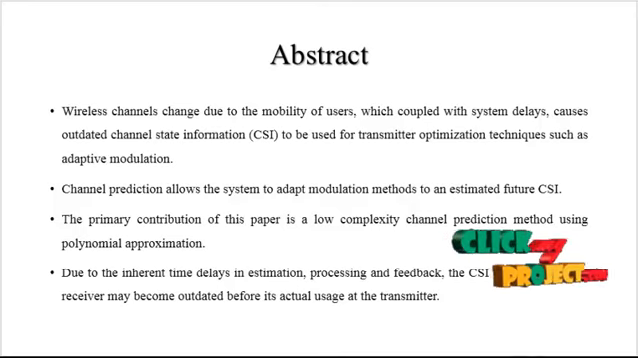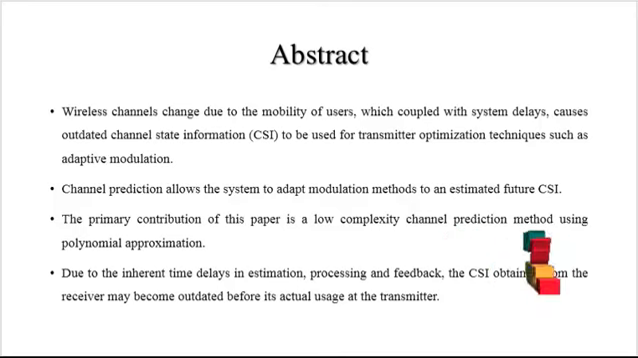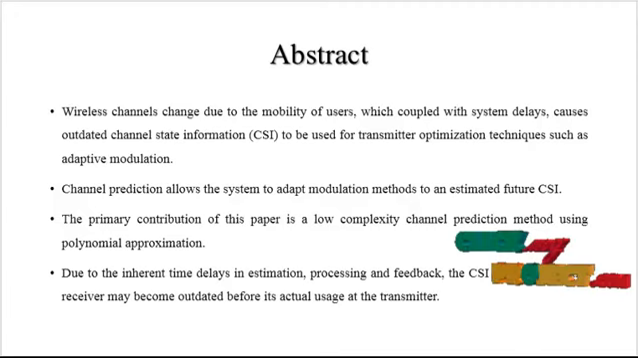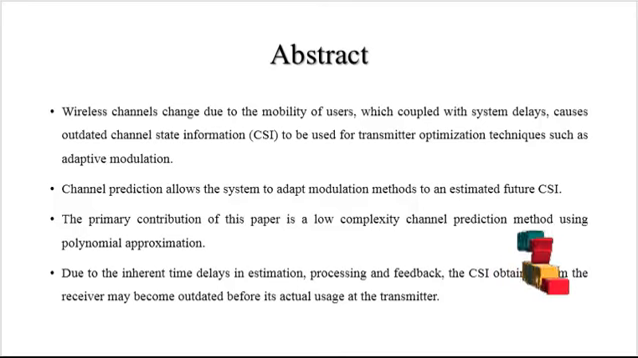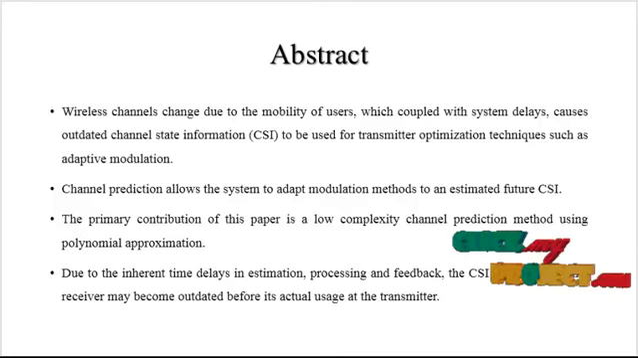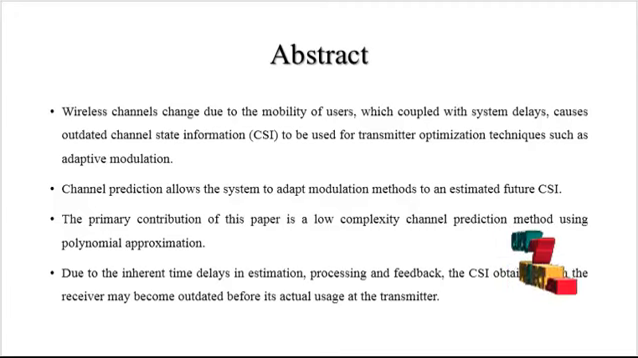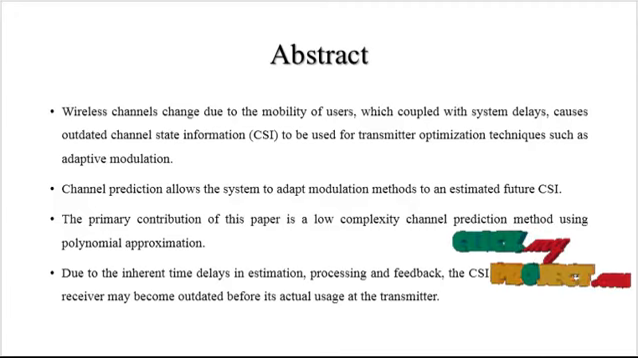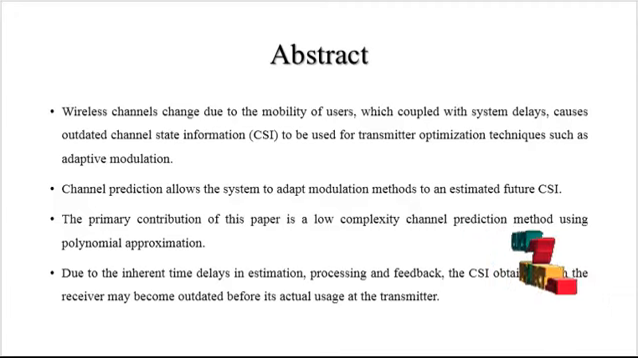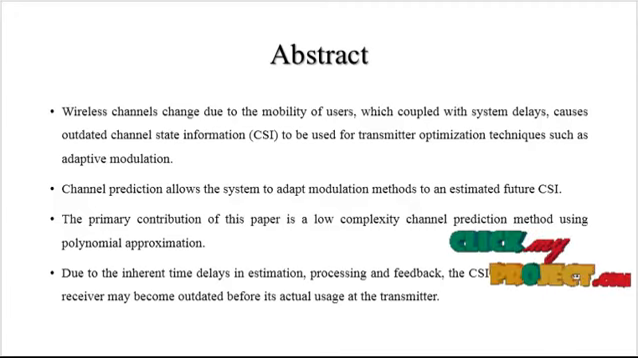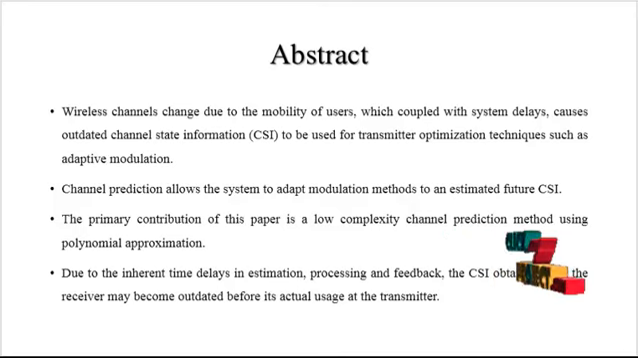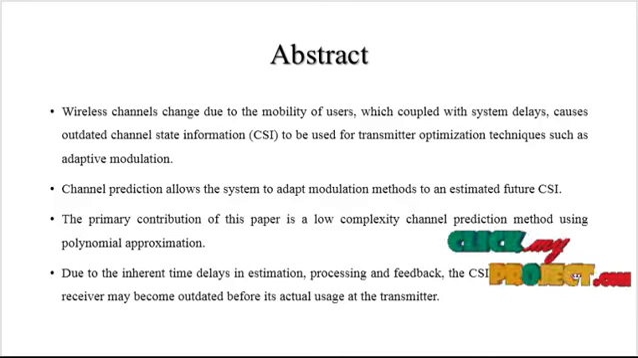Now we are going to discuss the abstract of the process. Wireless channel direction changes due to the mobility of the users, which, coupled with the system delay, causes outdated channel state information, that is the CSI, to be used for transmitter optimization techniques such as adaptive modulation. Channel prediction allows the system to adapt the modulation methods to an estimated future CSI. The primary contribution of this paper is a low complexity channel prediction method using polynomial approximations.